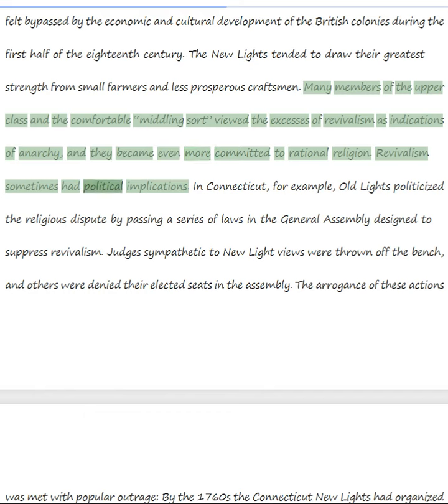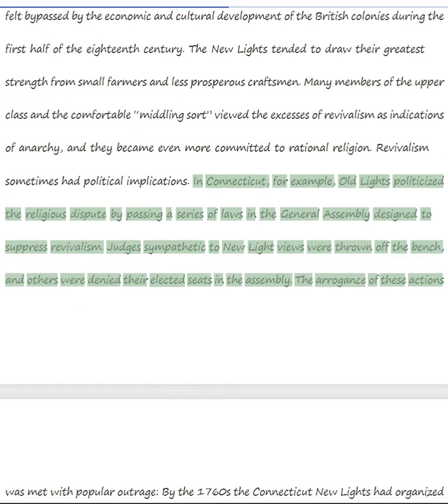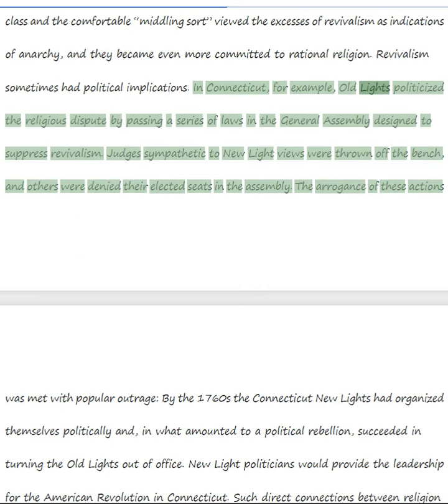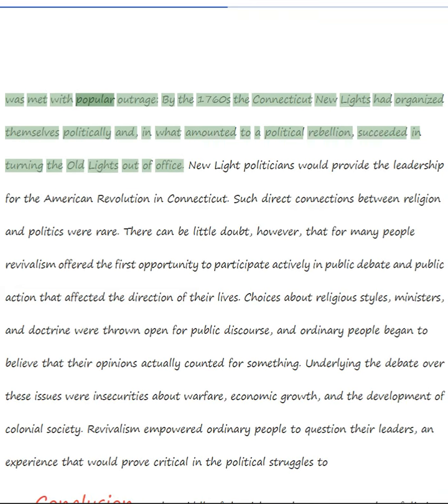Revivalism sometimes had political implications. In Connecticut, for example, Old Lights politicized the religious dispute by passing a series of laws in the General Assembly designed to suppress revivalism. Judges sympathetic to New Light views were thrown off the bench, and others were denied their elected seats in the Assembly. The arrogance of these actions was met with popular outrage.